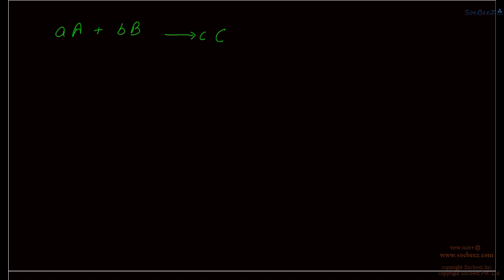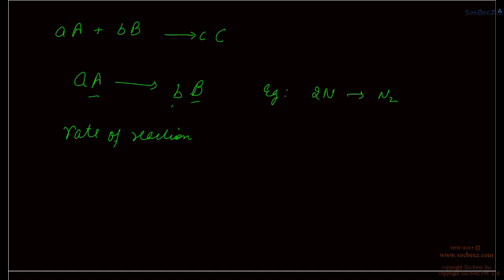So it was observed that, first examining this reaction, A is giving us bB. Example is 2N giving us N2. Suppose this is a hypothetical equation. So if small a is the stoichiometric coefficient of compound A, and small b is the stoichiometric coefficient of compound B, it was found that the rate of disappearance of the reaction, minus dA by dt, was a times the rate of reaction.